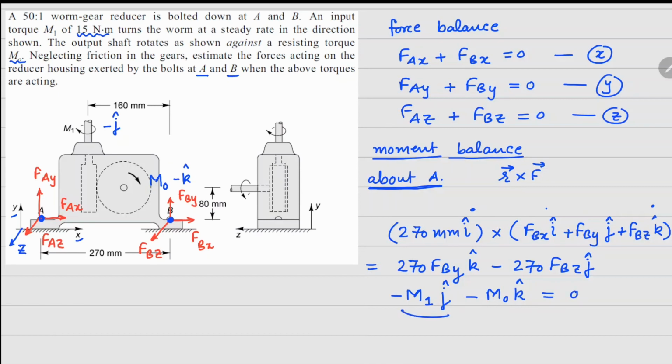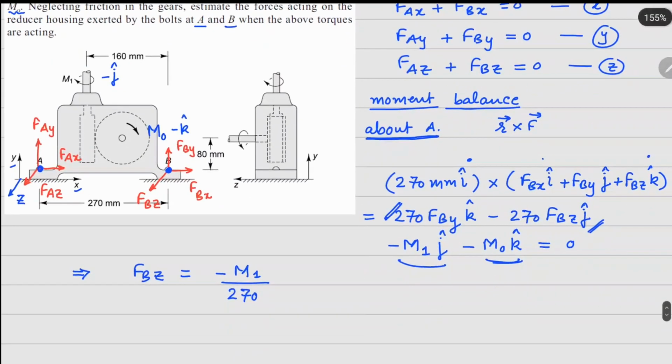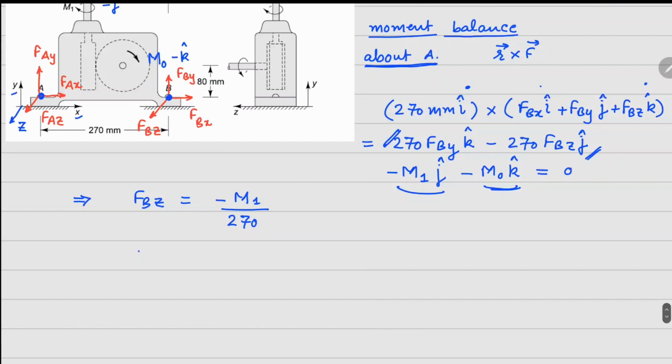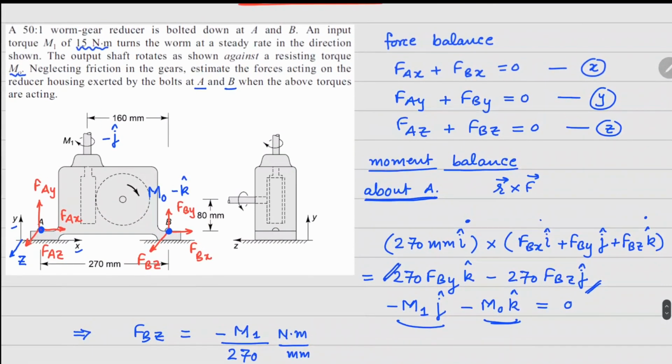Now you can see, if I compare your j cap term and your k cap term here, from this I can get the value of FBZ to be minus M1 divided by 270. Similarly, the value of FBY from your k cap comparison can be written as MO divided by 270. And remember, this is Newton meters and this one is millimeters, so that's why there will be a difference of 1000 there.